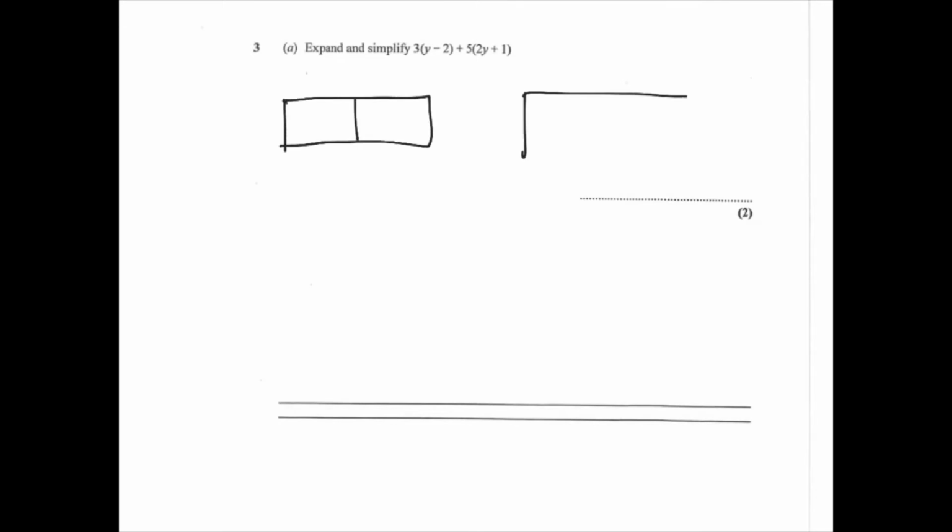And here, as my first one, I've got a 3 here and a y -2. And the second one is 5 and a 2y plus 1. And remind yourself, you are going to be multiplying these grids together. And any letters that are on their own, I'm just going to pop a 1 in front of it so that I don't make a silly error.